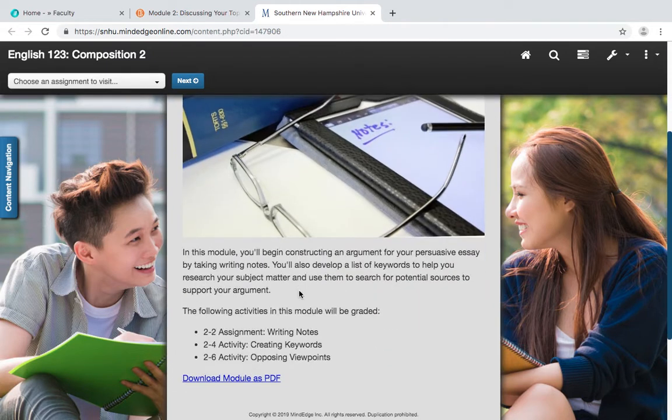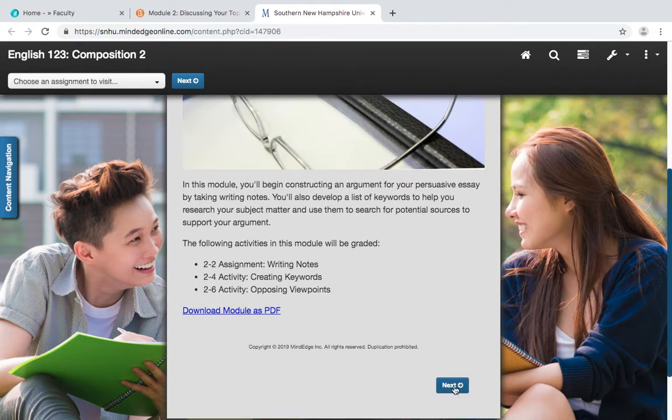So it says in this module, you'll begin constructing an argument for your persuasive essay by taking writing notes. You will also develop a list of keywords to help you research your subject matter and use them to search for potential sources to support your argument. So essentially, it's just saying that you're really starting the writing process with this paper in earnest now. The journal was kind of a pre-write, and so now getting into keywords and writing notes, you're really diving into the paper itself.